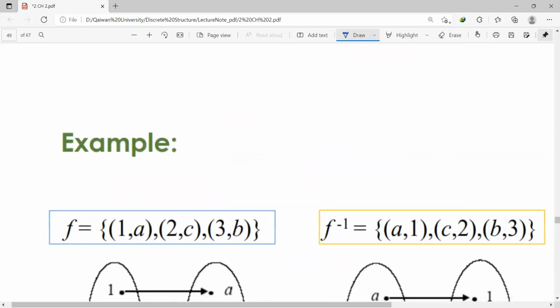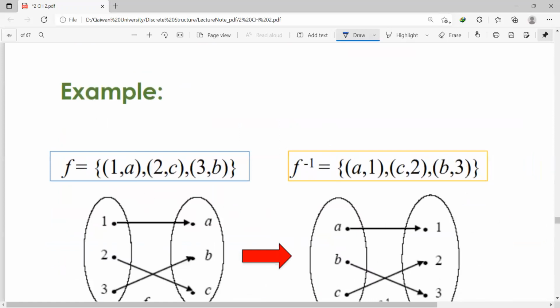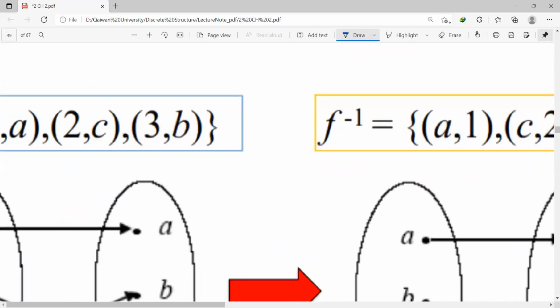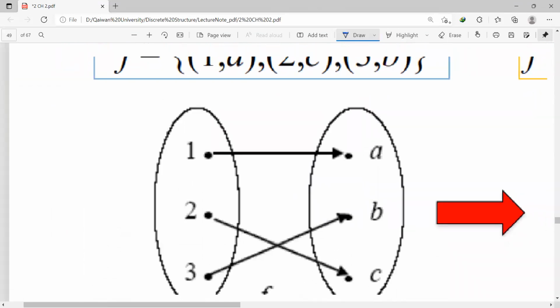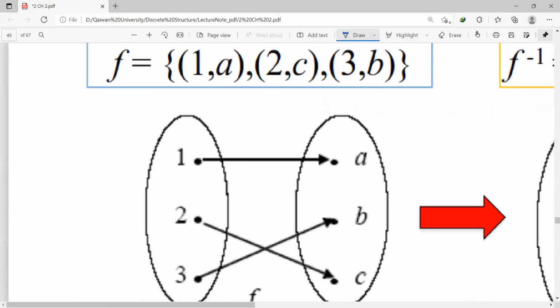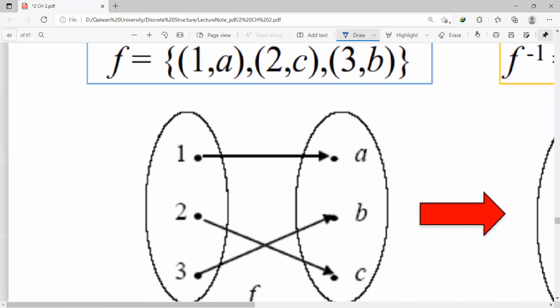Here we have an example. We are given the function f. It says f is a function from set x to set y. X is 1, 2, 3, and y is a, b, and c. The function is defined by f of 1 is a, f of 2 is c, and f of 3 is b. That's it. This is a one-to-one and onto function. That means it's a bijection function.